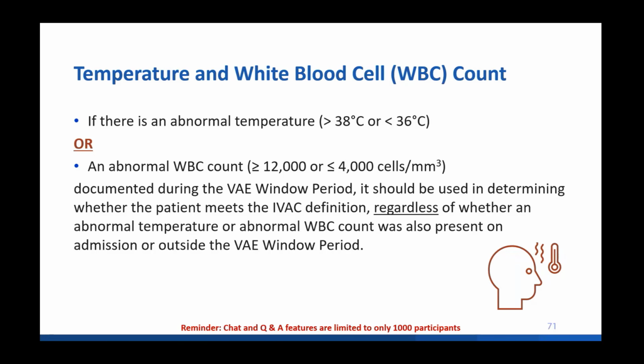To meet the temperature or white blood cell count element of the IVAC definition, you must have an abnormal temperature of greater than 38 degrees Celsius or less than 36 degrees Celsius, or abnormal white blood cell count of greater than or equal to 12,000 cells per millimeter cubed, or less than or equal to 4,000 cells per millimeter cubed. These abnormal temperatures or white blood cell counts must be documented during the VAE window period to meet IVAC. This is regardless of whether there is an abnormal temperature or abnormal white blood cell count that is also present on admission or occurs outside the VAE window period.